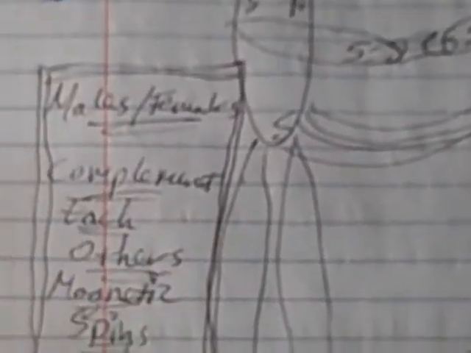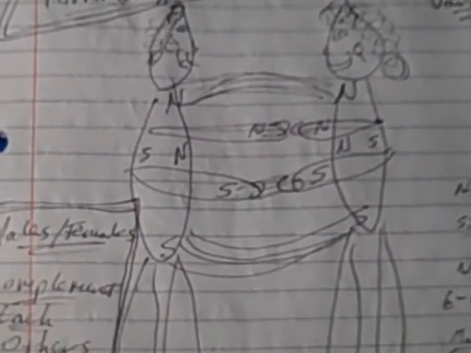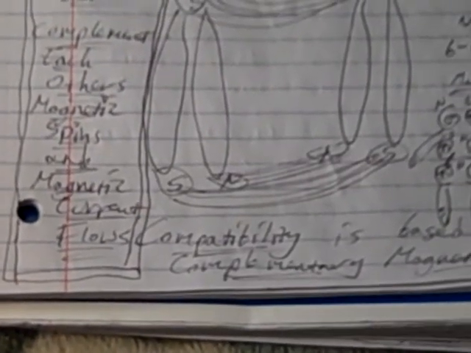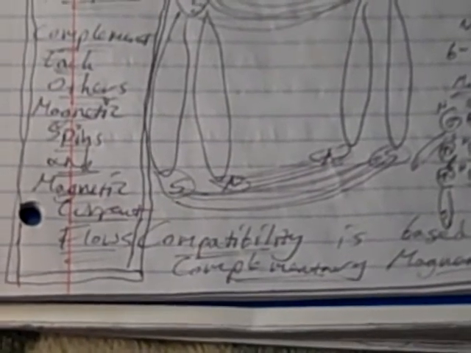So you have males and females. They complement each other's magnetic spins and magnetic current flows with this north-south magnetic spin and north-south magnetic current flow mirroring. So it could be argued that the real basis of compatibility in males and females is based on complementary magnetic structures. So I want to look at these a little more closely.